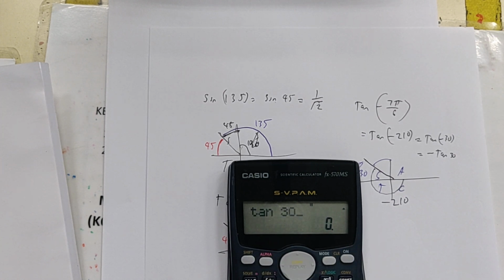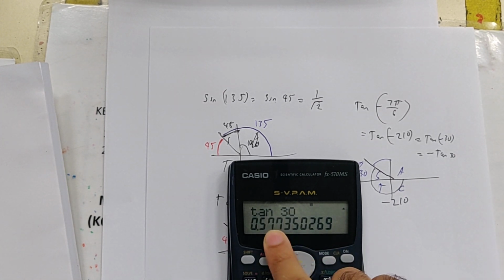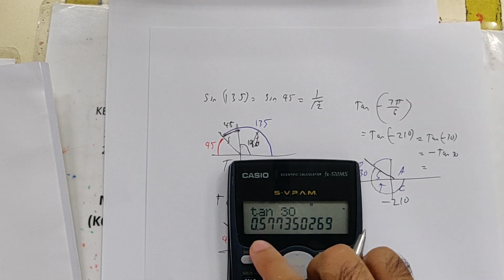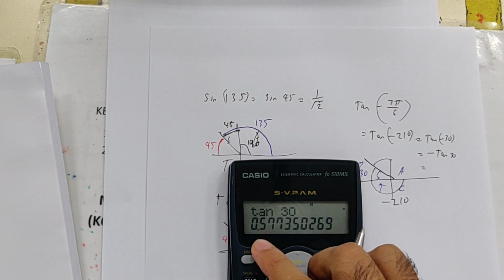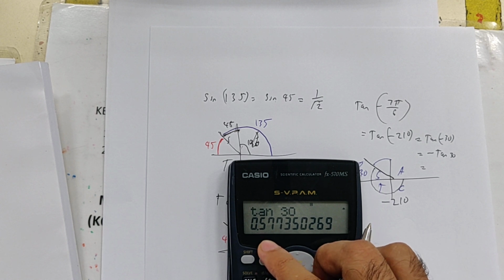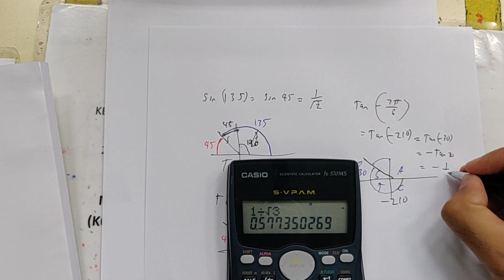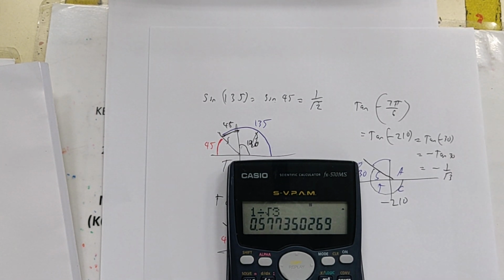You can say here, tangent 30. What is this? You forgot. 0.577. Chillax guys, chillax. Negative 1 over root 3. You okay? Alright, I ran out of time.